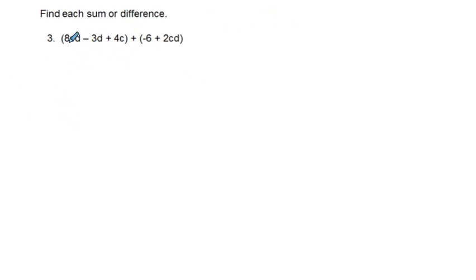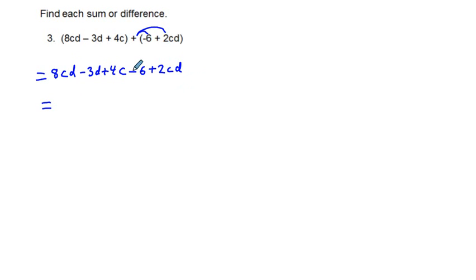3, we have quantity 8cd minus 3d plus 4c plus quantity negative 6 plus 2cd. So rewriting without parentheses, we have 8cd minus, and I'm going to rearrange these in a little bit of order. Now I'm going to go ahead and just rewrite it. 3d plus 4c, and now we're going to distribute again the plus sign, so that plus negative 6 becomes minus 6, and then we have plus 2cd.